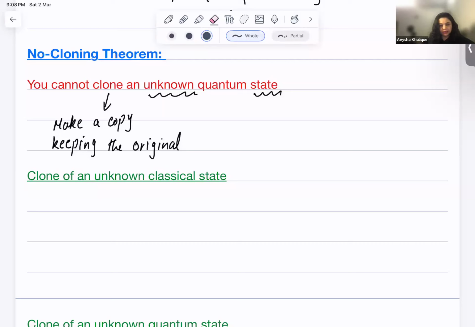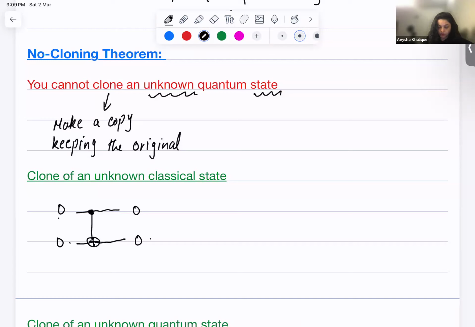Classical bits, as I said, can be 0 or 1. So there's a simple circuit which can in fact clone, make a copy keeping the original, of an unknown classical state. You can use a control NOT gate for this, where your control bit is the one which you want to copy, and your target bit is always in the state 0. So for example, you want to copy a state 0. Your control bit is in the state 0, and you apply control NOT. What you will get from this circuit is 0 over here, and the target, of course, will remain 0.